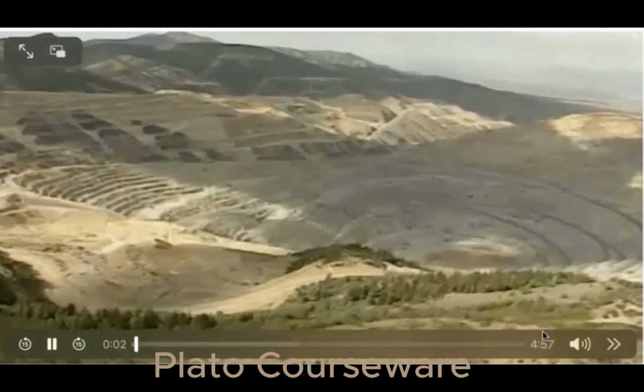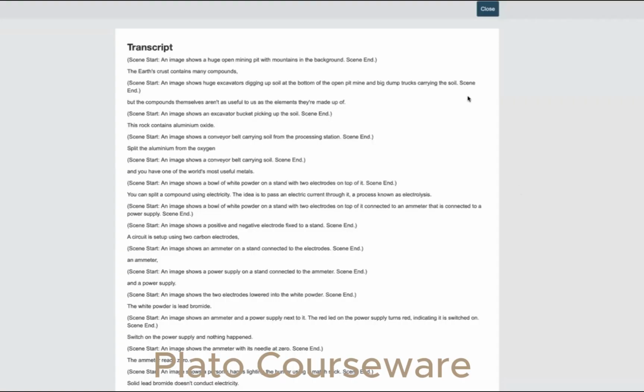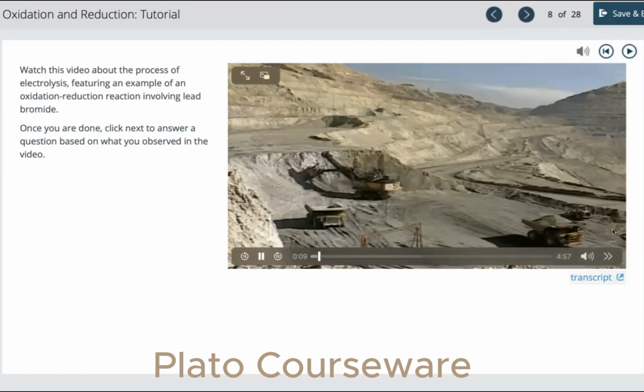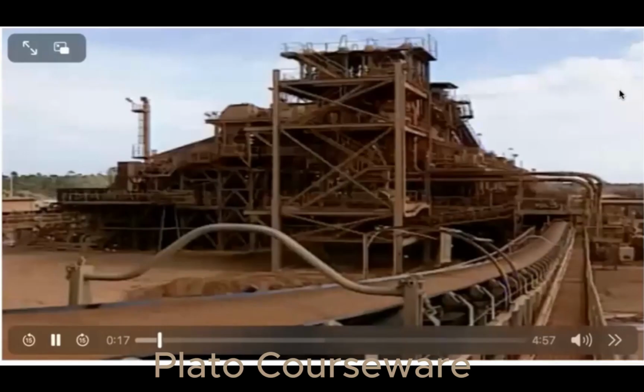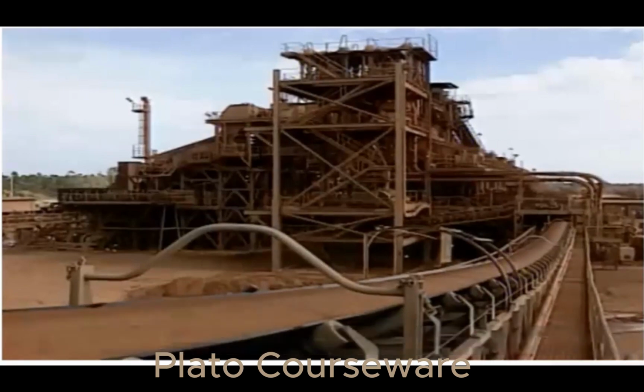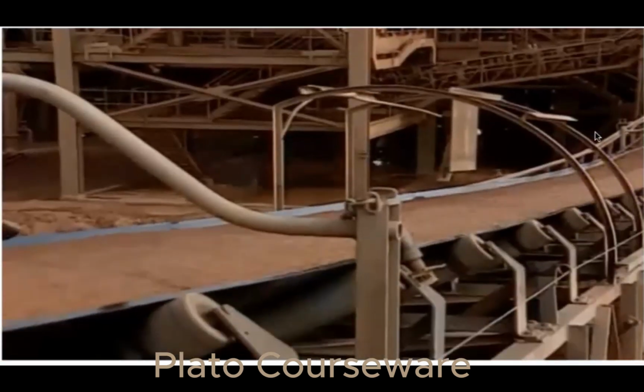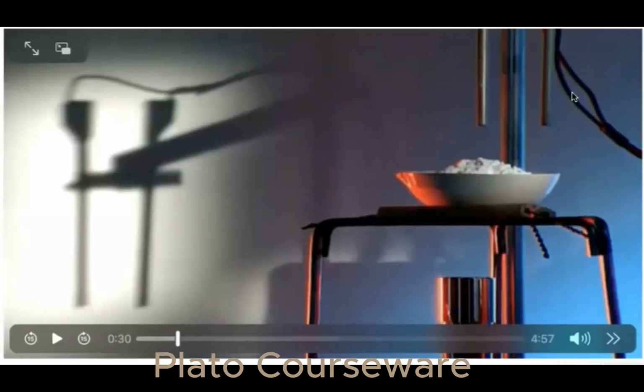The Earth's crust contains many compounds, but the compounds themselves aren't as useful to us as the elements they're made up of. This rock contains aluminium oxide. Split the aluminium from the oxygen, and you have one of the world's most useful metals. You can split a compound using electricity.